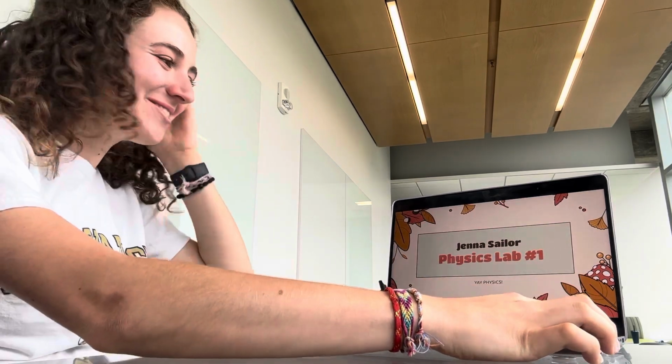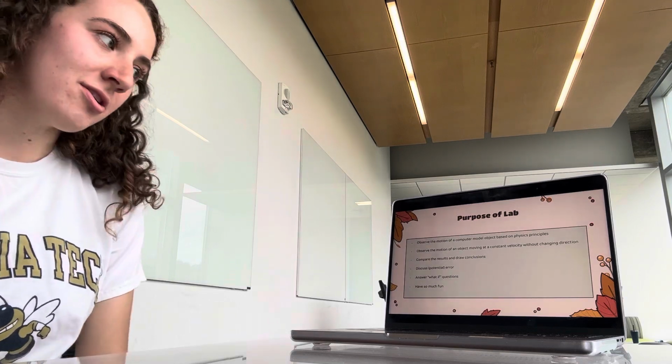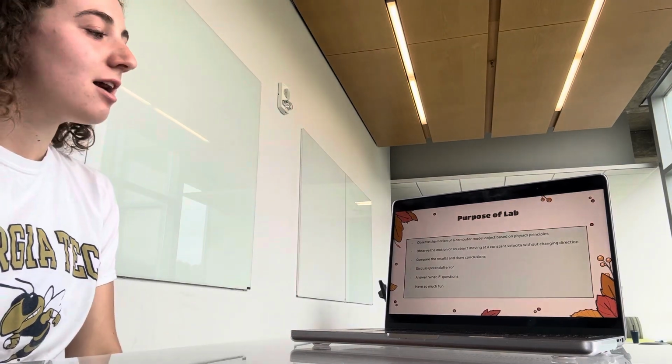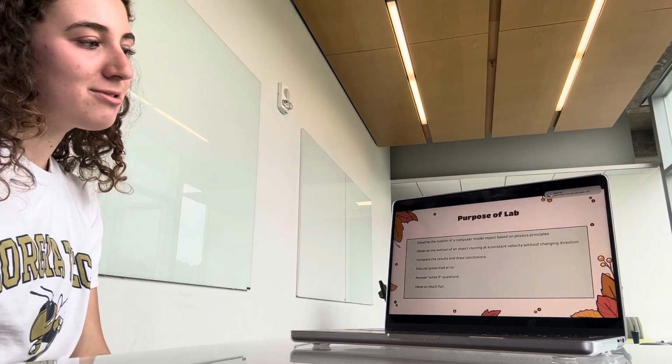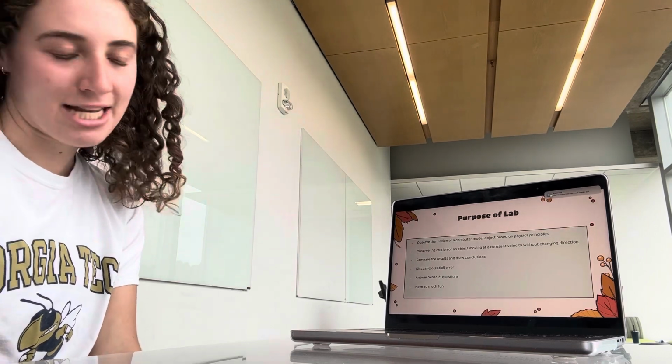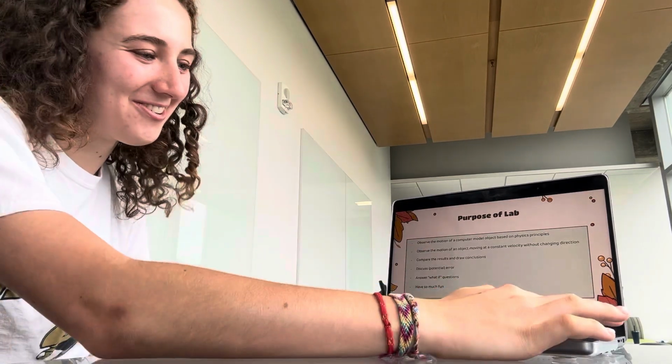So, the purpose of the lab was to observe the motion of a computer model object based off of physics principles, observe the motion of an object moving at a constant velocity without changing direction, compare the results and draw conclusions, discuss potential error, and answer what-if questions, and then have fun, of course.